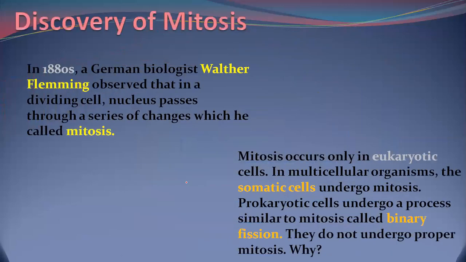Mitosis was discovered by a German biologist, Walther Flemming, in the 1880s. You must remember the discoveries, the years and the names of the scientists, because they can come in MCQs. He saw some dividing cells under the microscope. When he was observing the cells, he saw that the nucleus passes through a series of changes, which he called mitosis.